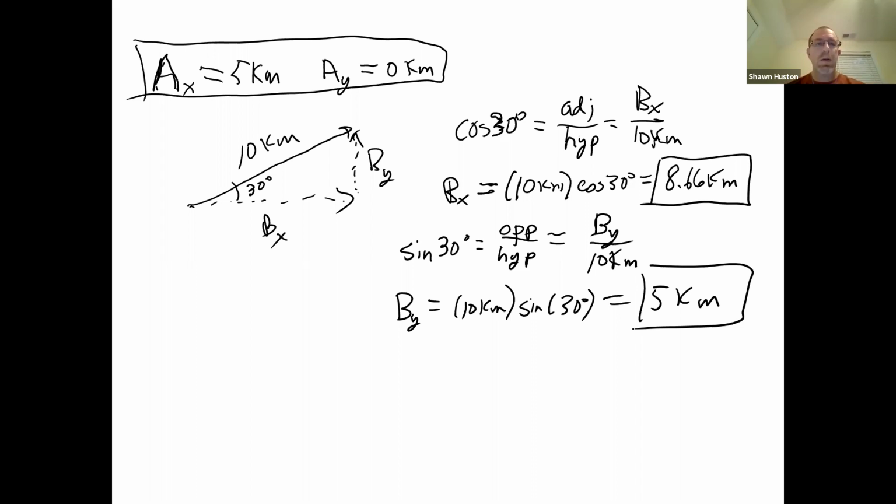All right, so I can add them together. And I need to make sure that when I do this, I add them correctly, so that I'm adding the x component of A to the x component of B.